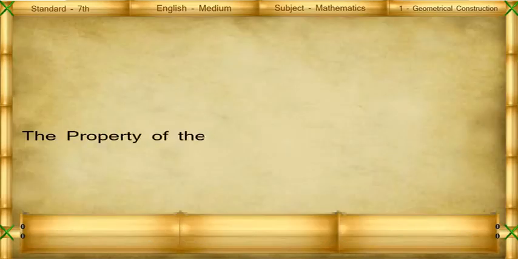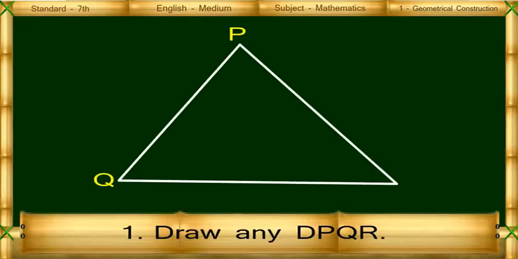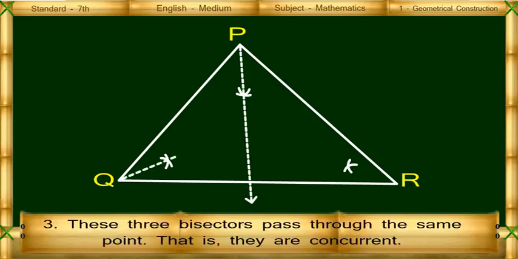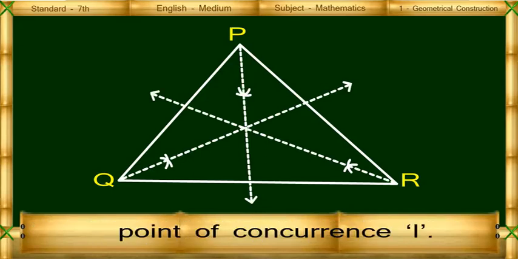The property of the angle bisectors of a triangle. 1. Draw any triangle PQR. Use a compass to draw the bisectors of all three of its angles. Extend the bisectors, if necessary, so that they intersect one another. These three bisectors pass through the same point, that is, they are concurrent. Name the point of concurrence I.